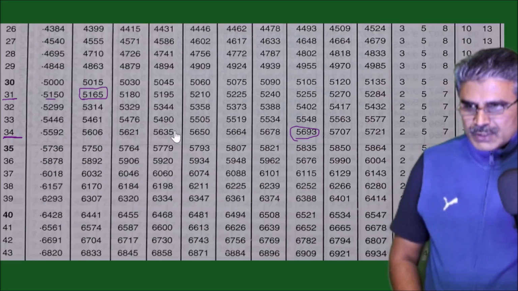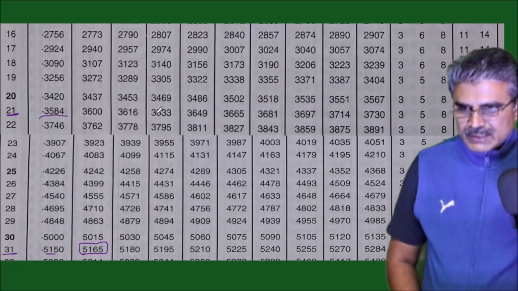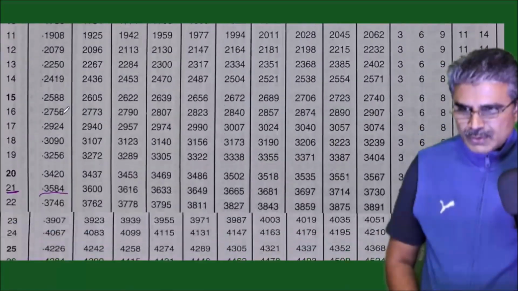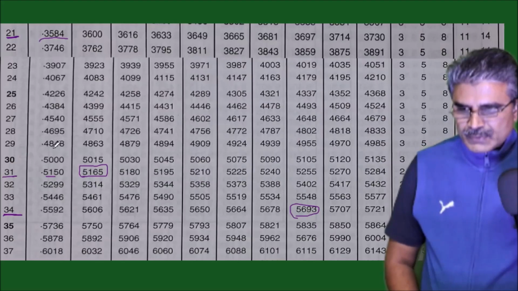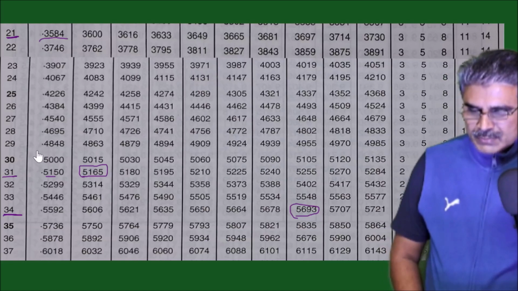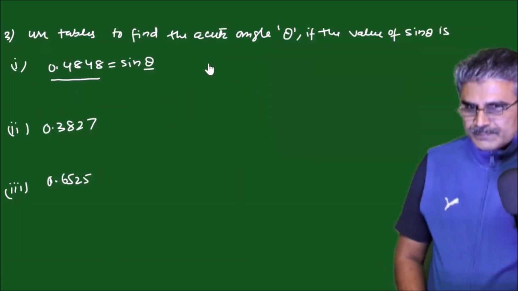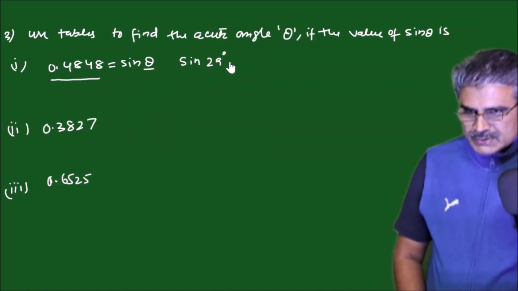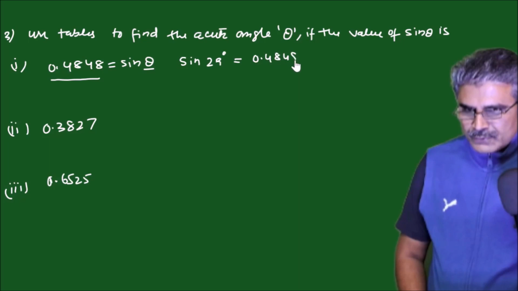Here 4848 we need to check in the sine table where it exists. It all starts from 0, and if you go down you have 48 value here, 4848. Okay, now we need to search deeply. So we got it at the beginning only. This is 0.4848, which constitutes 29 degrees 0 minutes. So for sine of 29 degrees 0 minutes, no need to write 0 minutes. Sine 29 degrees will be having 0.4848 value. So the angle is 29 degrees.